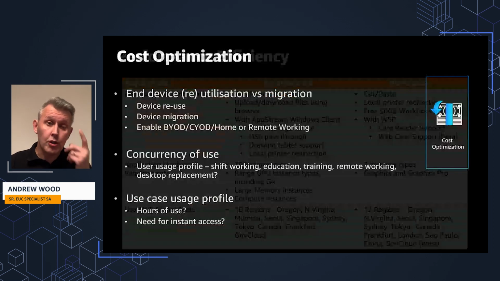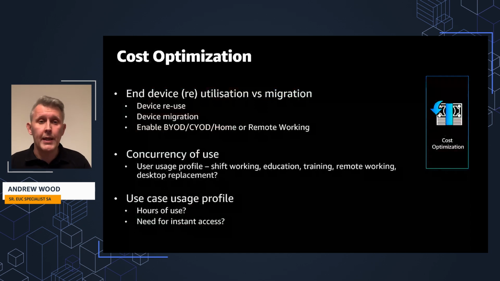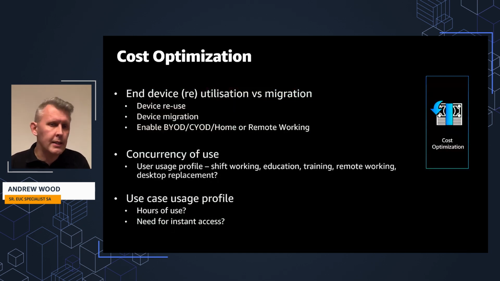Now, cost optimization is the ability to avoid or eliminate unneeded cost on or around suboptimal resources. It's a measure of the overall efficiency. Measure the business output of the workload and costs associated with delivery. Now, you use that data to understand the gains you're making from increasing output, increasing functionality, and reducing cost. So for an EUC environment, that could be end device reutilization or migration. Which devices are going to be used? Are you going to use thin clients? Are you going to use zero clients? Are you moving to a bring your own device model?